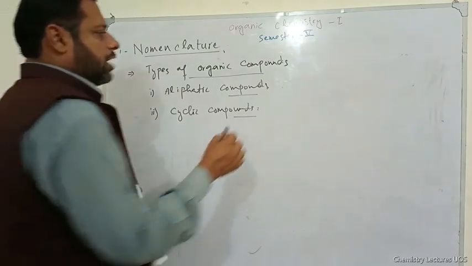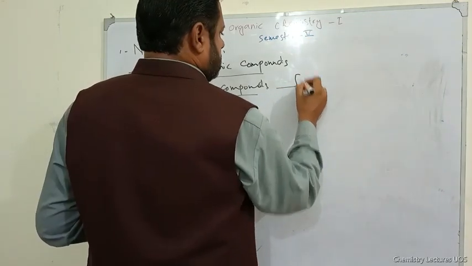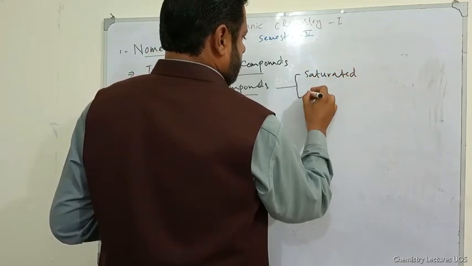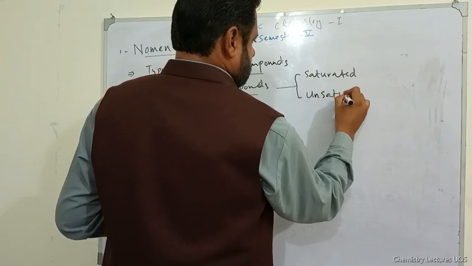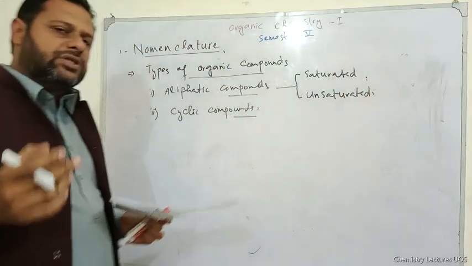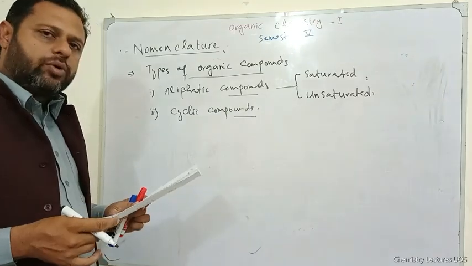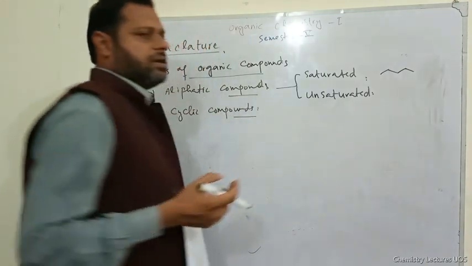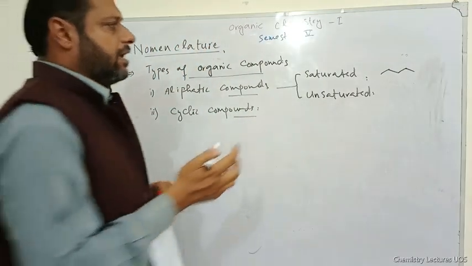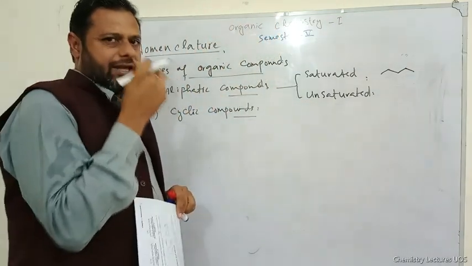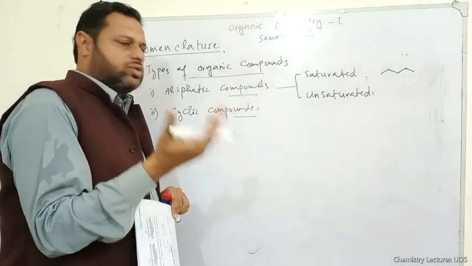There are 2 types of aliphatic compounds: saturated and unsaturated. All those open chain organic compounds which have no double bond, which are only straight chain organic compounds, like this one, are called saturated. Like this one, in this case we have 1, 2, 3, 4, 5, so it is pentane, hexane, butane, and so on.